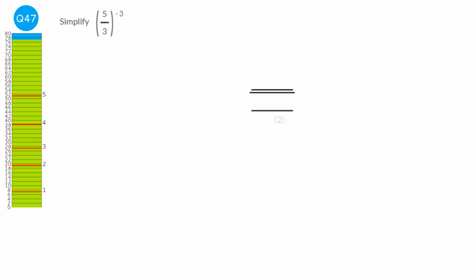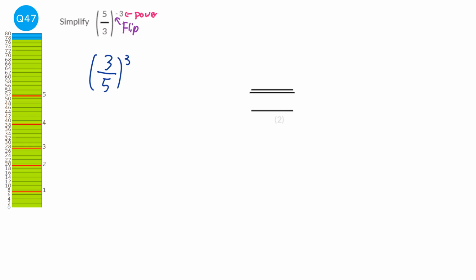There are two parts to this power. We've got the negative there, which means we're going to find the reciprocal of the fraction. And then we've got that 3 there, which just means we're going to find that as the power. So we're going to first of all flip the fraction. So that's going to become 3 over 5. And we've still got the power 3 there.